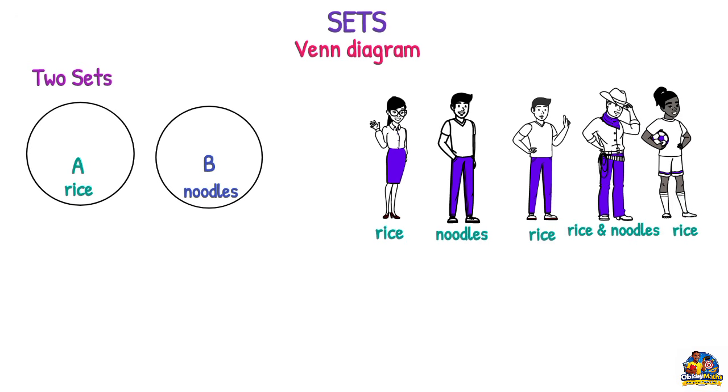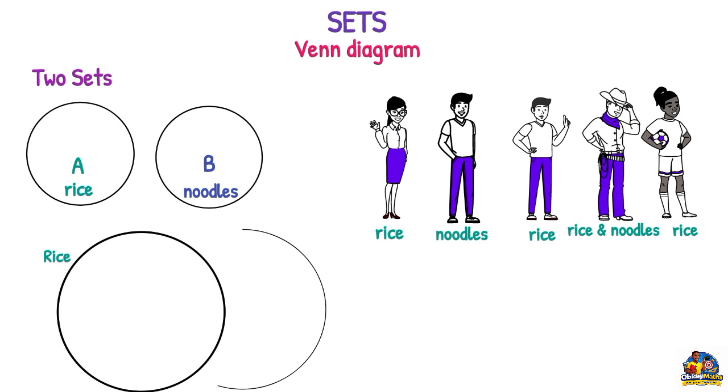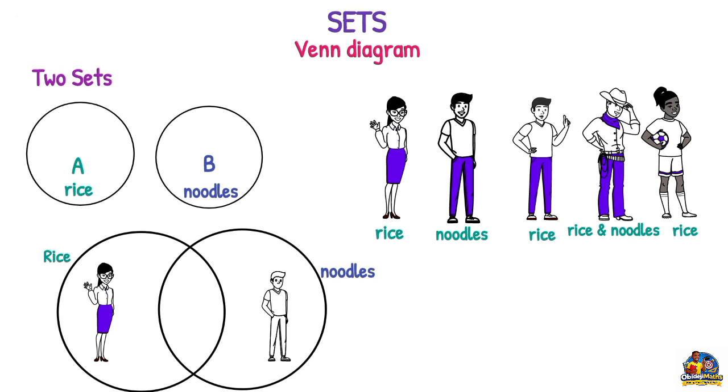Now, let us group them. Those that love rice should go to the set of rice. Those that love noodles should go to the set of noodles. Now, we're having two sets, rice and noodles. The two intersect at the center. The first person who loves rice will go inside that rice set. The second person will go to noodles. The third person to rice.